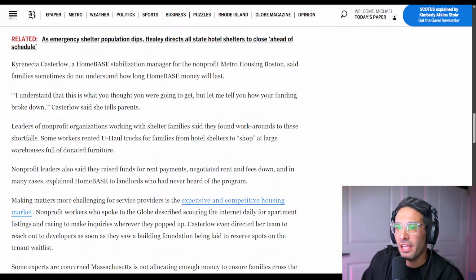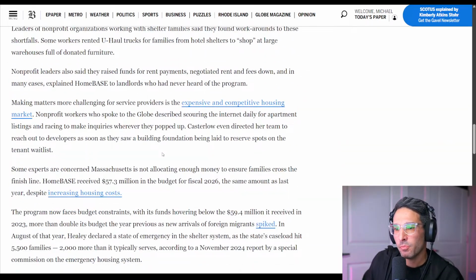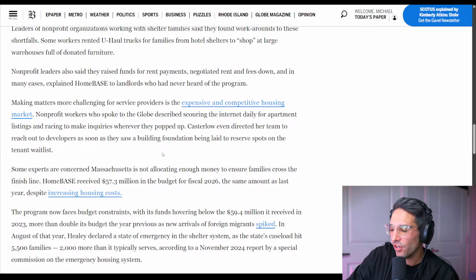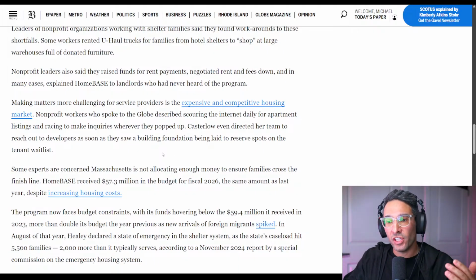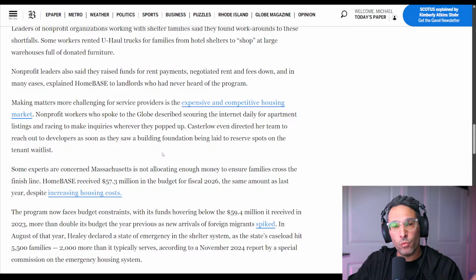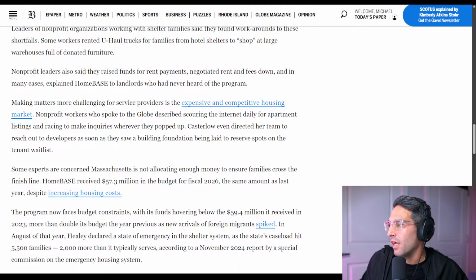I'm surprised the Globe published this article, because what happens here is if a landlord sees something like this, they could potentially be less likely to rent to somebody with this type of program, because if there's issues with people that are paying that are coming from the program, right? It's another big problem.